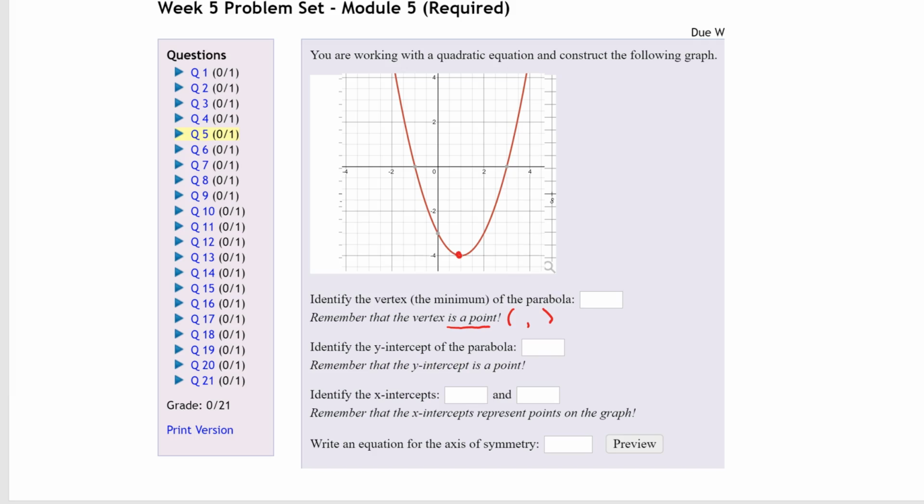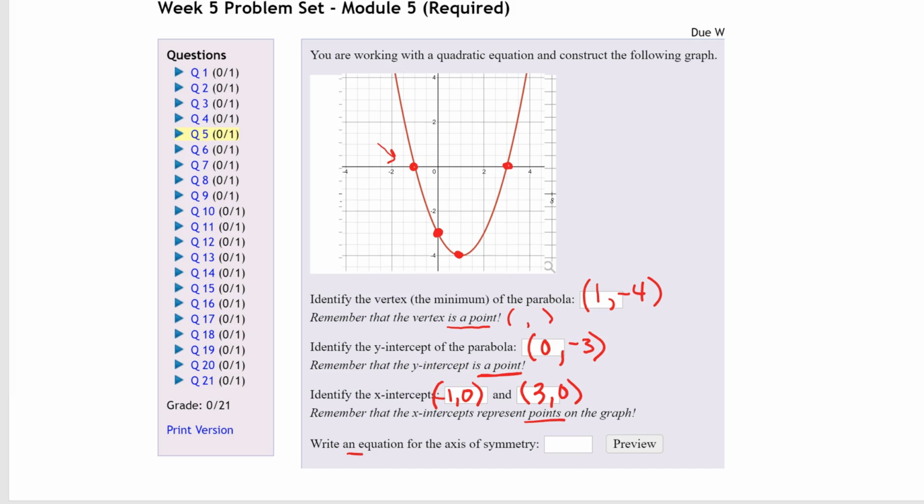So the vertex is right here. In this graph, the vertex x value is +1 and the y value is -4. Identify the y-intercept of the parabola. That's the point that it's crossing the y-axis. Remember, it's a point. So the x value is 0, the y value is -3. Identify the x-intercepts. Those are the points where it hits the x-axis. So this first x-intercept is parenthesis -1, 0, and this one is 3, 0. If you're getting it wrong, it's because you're probably not doing parentheses.